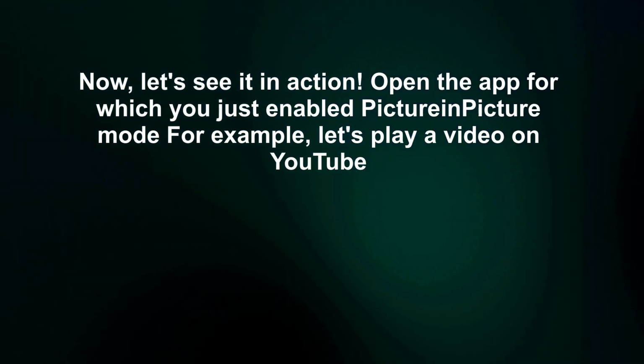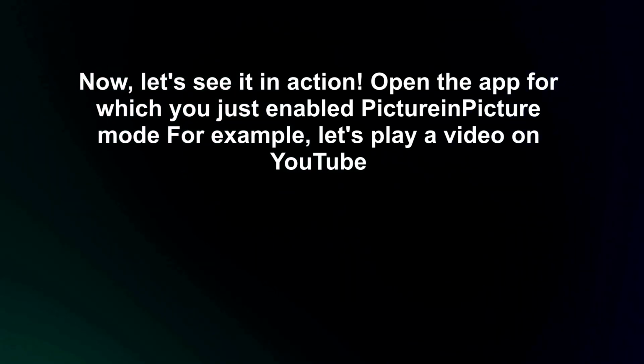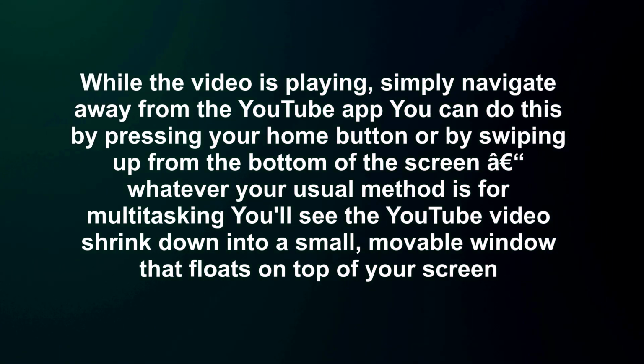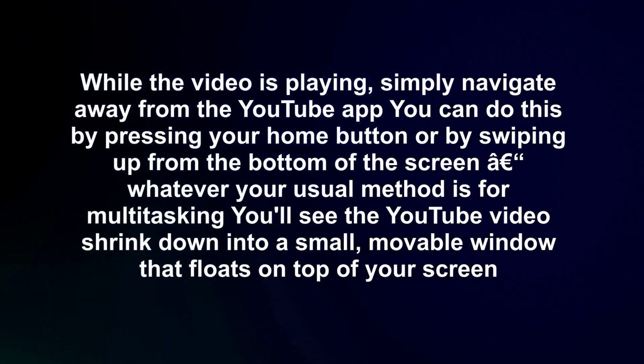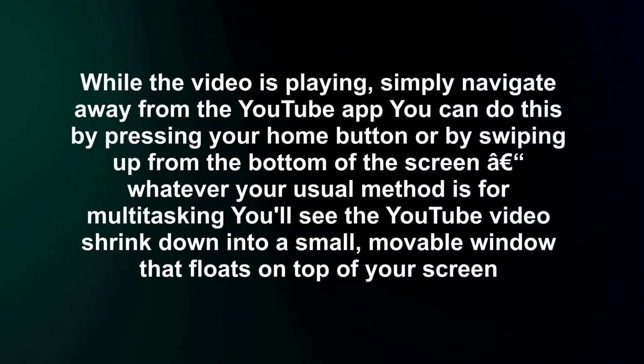Now, let's see it in action. Open the app for which you just enabled picture-in-picture mode. For example, let's play a video on YouTube. While the video is playing, simply navigate away from the YouTube app. You can do this by pressing your home button or by swiping up from the bottom of the screen, or whatever your usual method is.